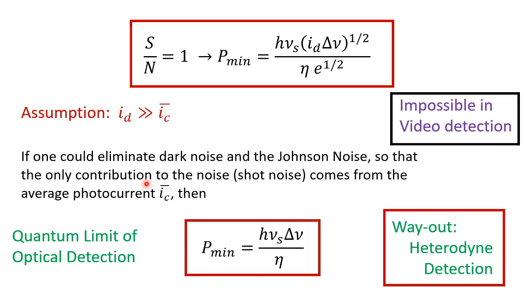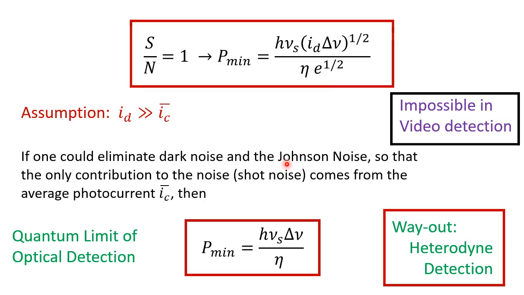But you see, it is impossible to eliminate dark noise. Dark noise is coming out of the background thermal excitation, from cosmic radiation, from the background radioactivity on Earth, and so on. So we have no control over this dark noise. Hence, the way out of this is actually to do heterodyne. And heterodyne is what is practiced to get this quantum limit of optical detection, even for a photomultiplier tube.